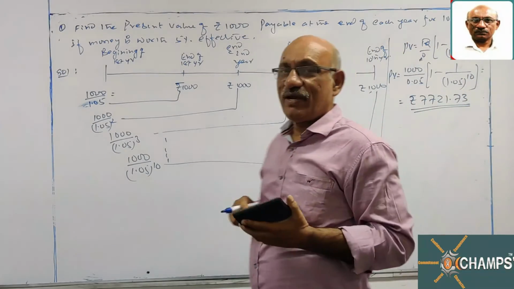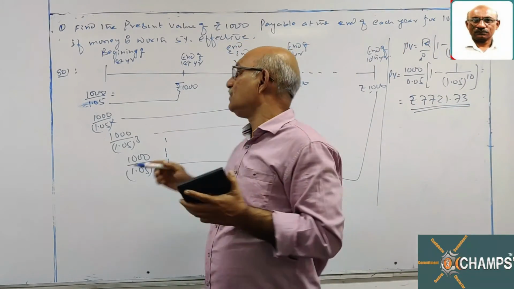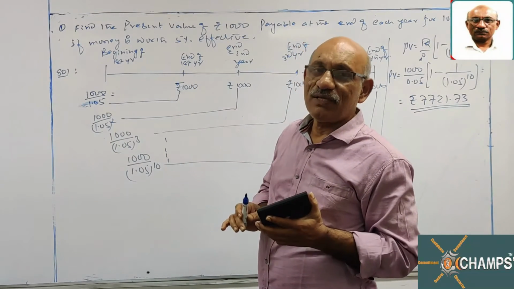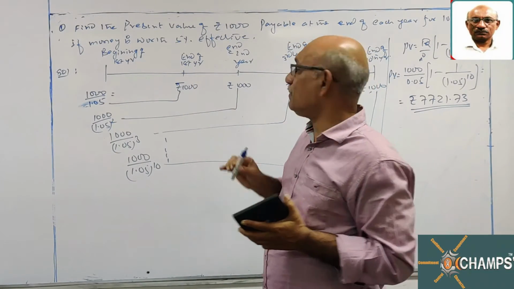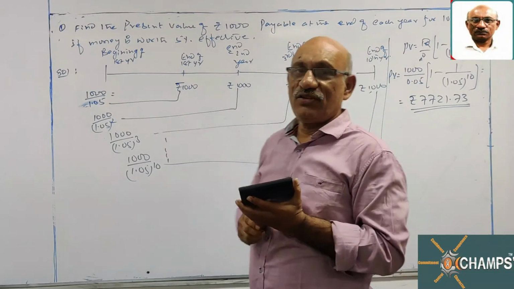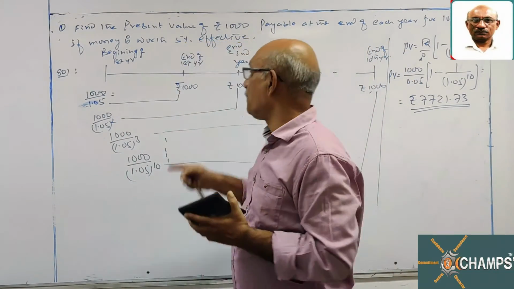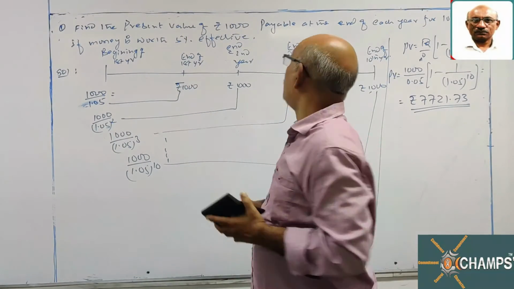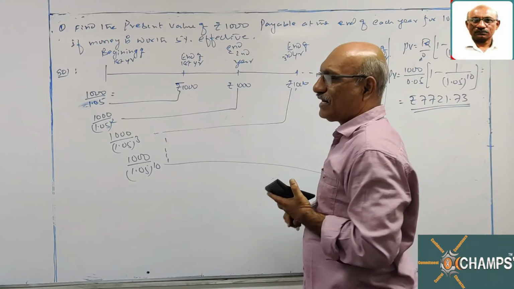This is the present value, a single sum, not payment, single sum of all these payments, equal to 7721. This is called the present value of what? This one: 1000 payable at the end of each year for 10 years.